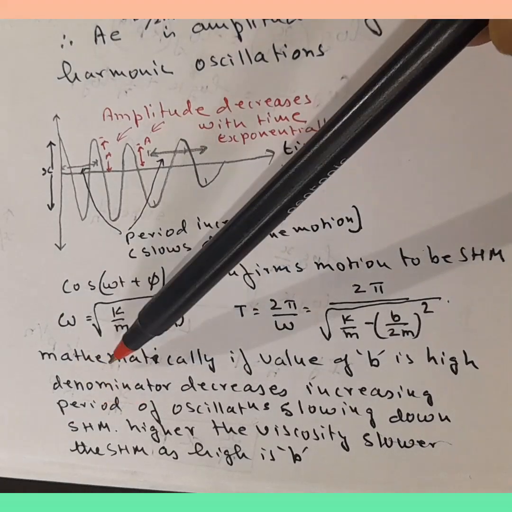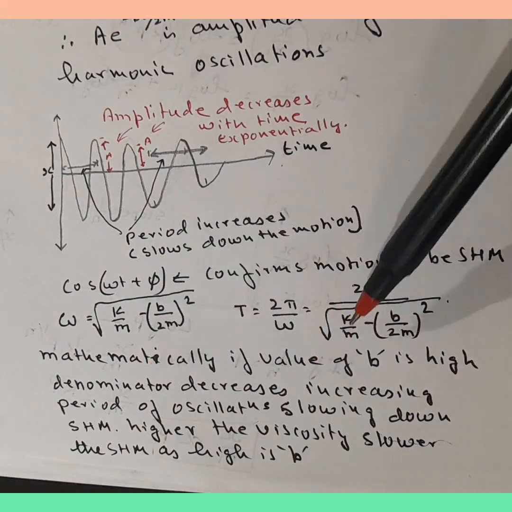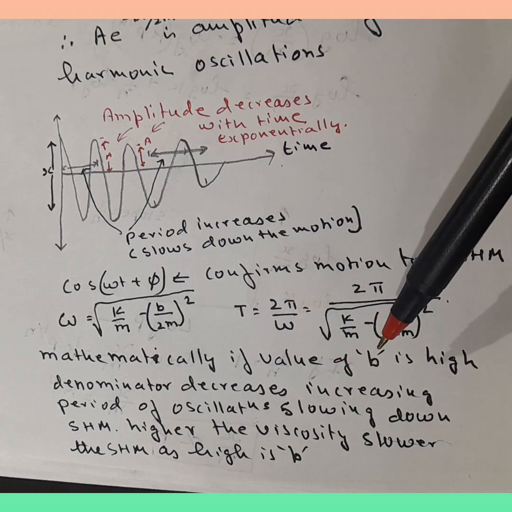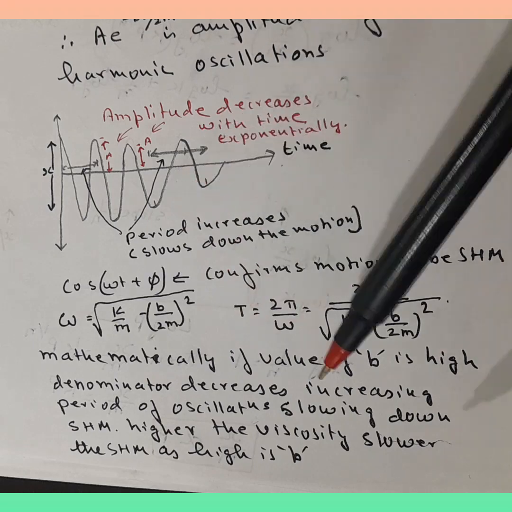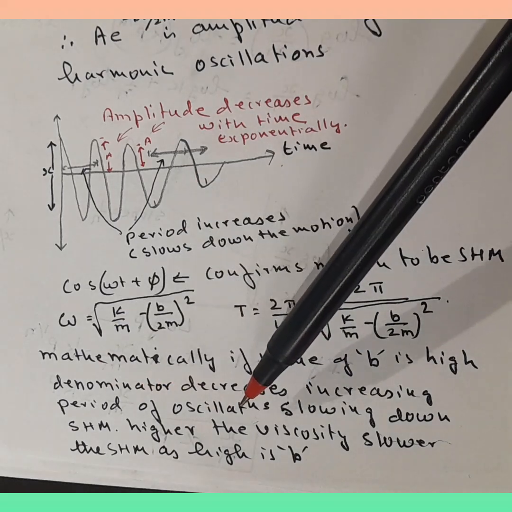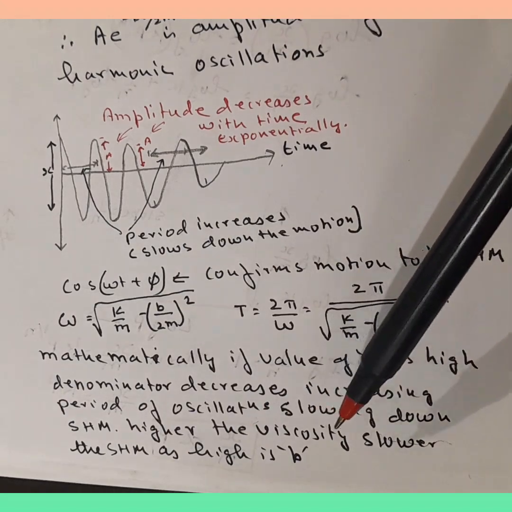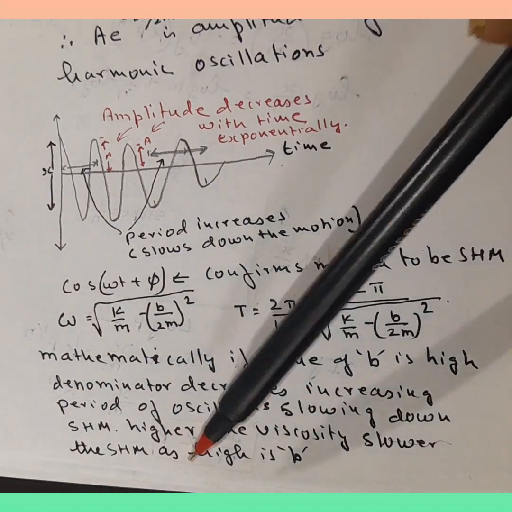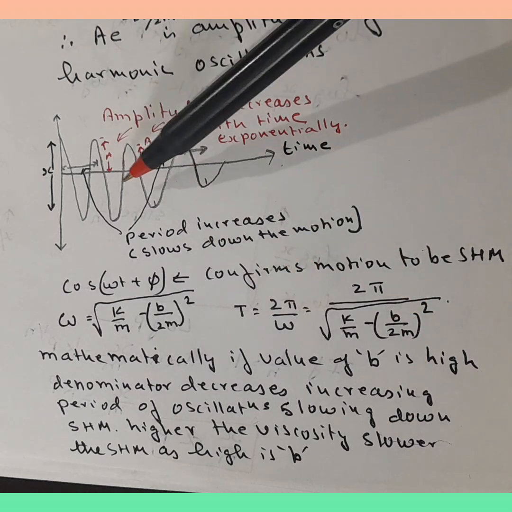Mathematically, if the value of b is high, the denominator decreases, for the reason I explained just now. This increases the period of oscillations, slowing down the SHM. The higher the viscosity, the slower the SHM, as b is high. That's what this is all about for the graph, and for amplitude we have to refer to this.